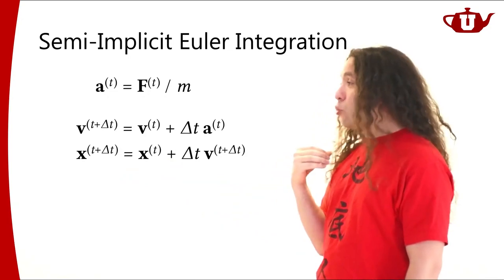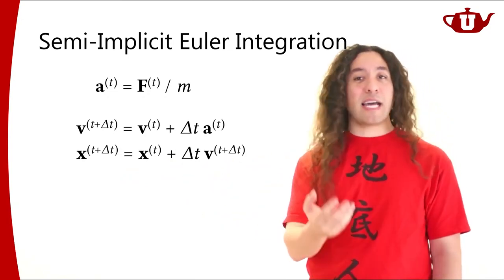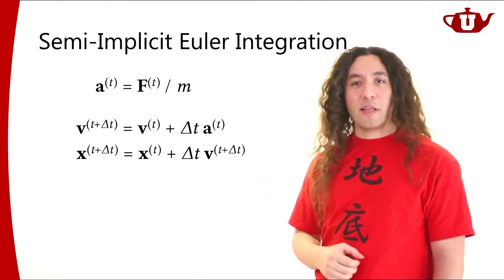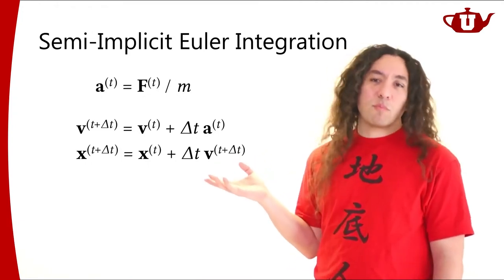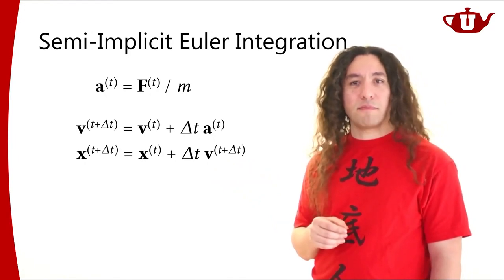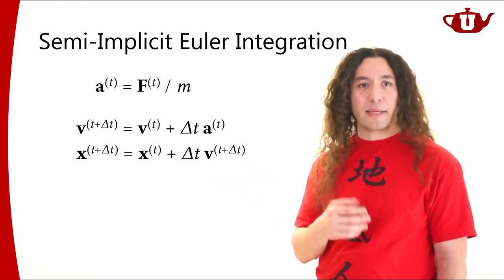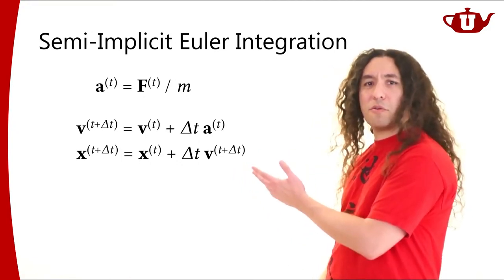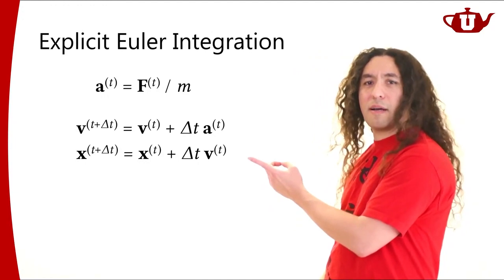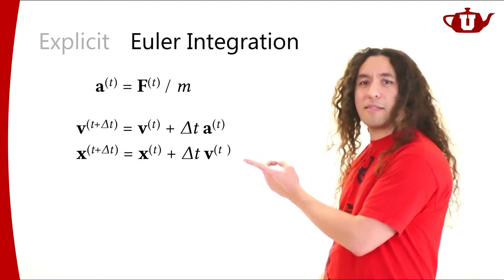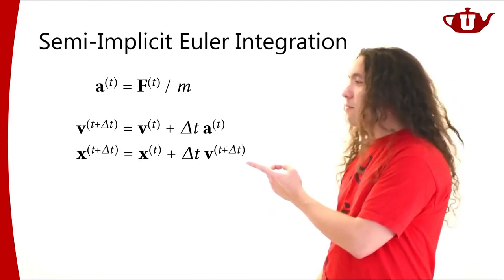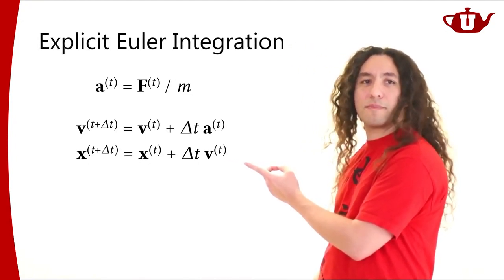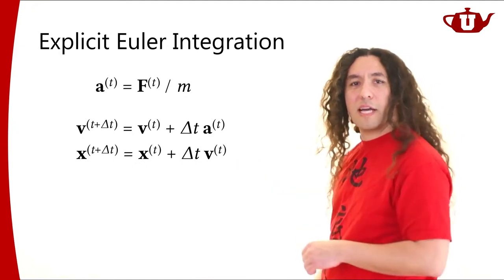And once I have my velocity, I might as well just use that velocity for updating my positions. Right, so this is super easy to implement, as easy as explicit Euler. The semi-implicit Euler is as easy as explicit Euler, and it turns out to be somewhat more stable than the explicit Euler integration numerically. So this is oftentimes preferred. The only difference, if you compare it to the explicit Euler integration, is that I changed this term. Instead of using the velocity at the beginning of the time step, I'm going to use the velocity at the end of the time step. Right? So this is the semi-implicit integration.